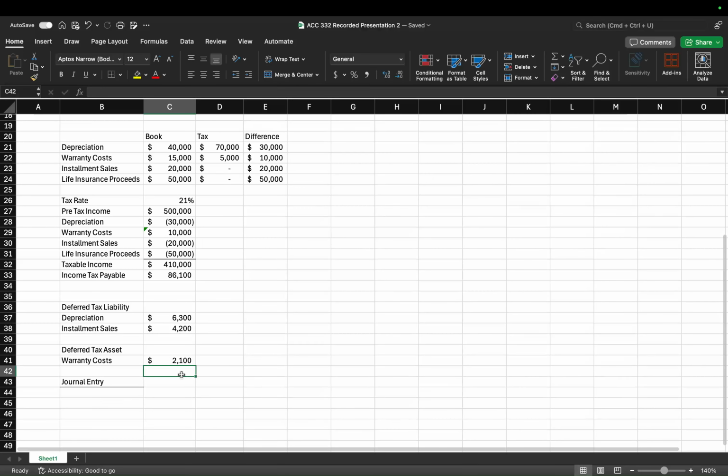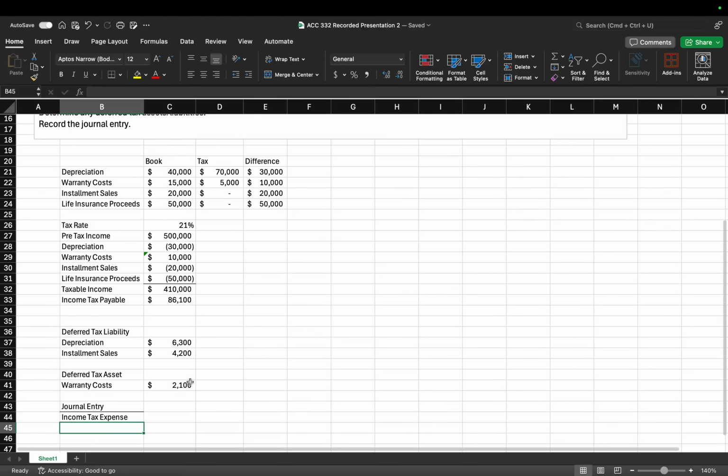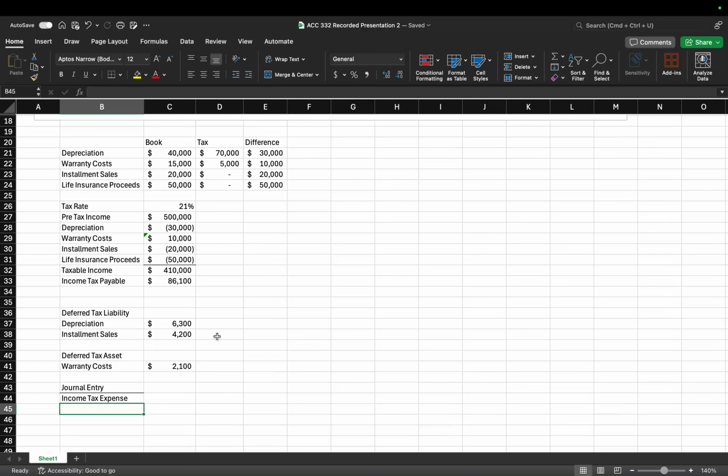Cool. So now that we have our deferred tax liabilities and our deferred tax asset, we can create our journal entry to record everything. So we all know income tax expense is a debit. Expenses have a natural debit balance. And then we want to record our deferred tax asset, and then we also want to record our deferred tax liability. And then finally, our income tax payable.